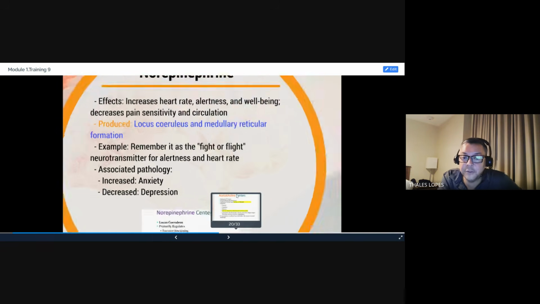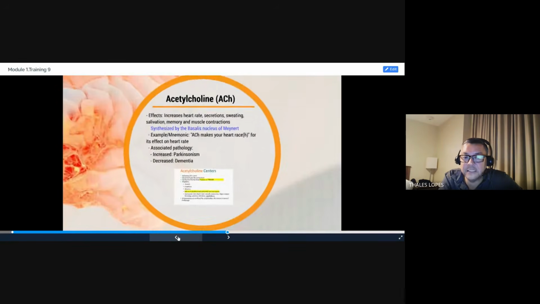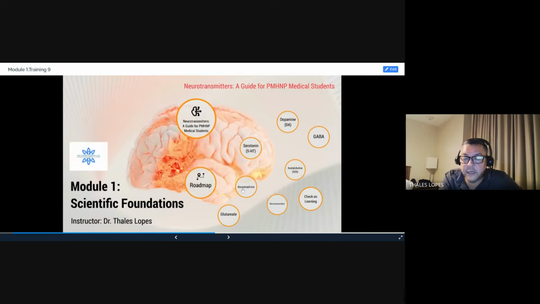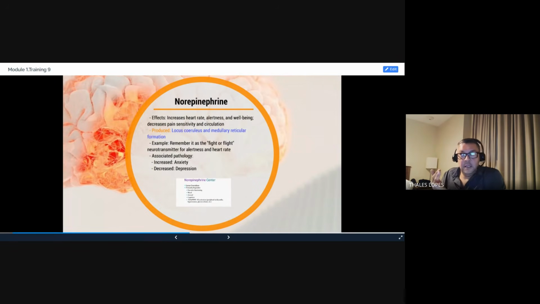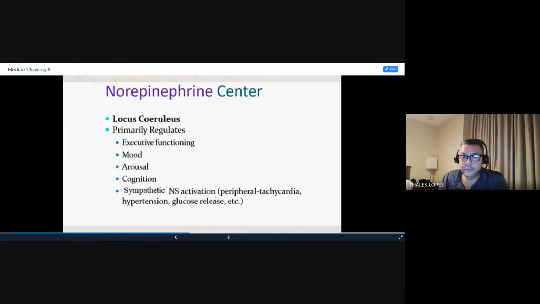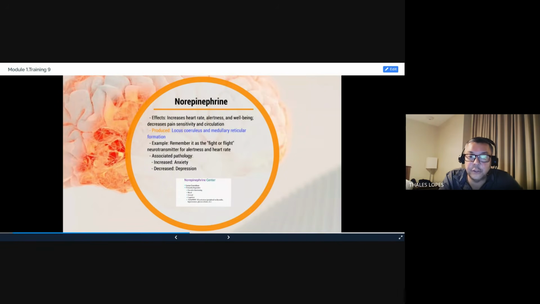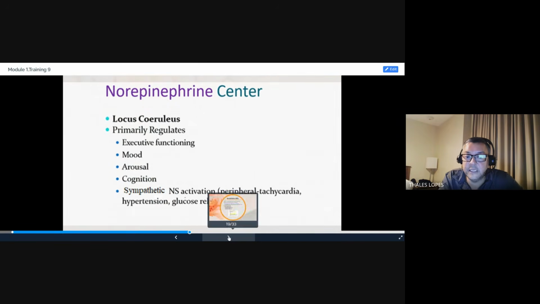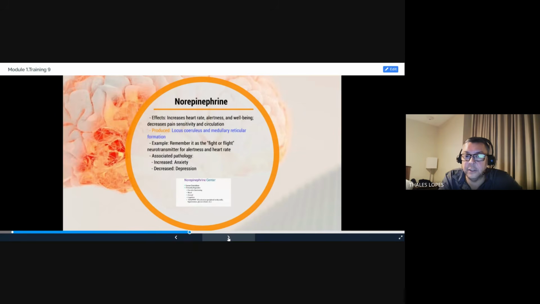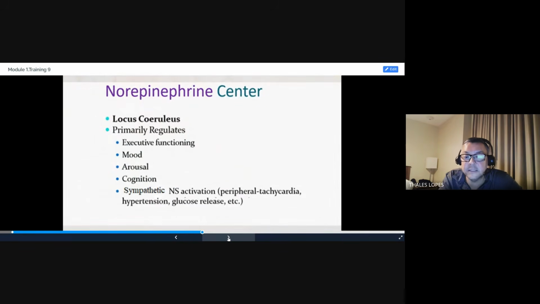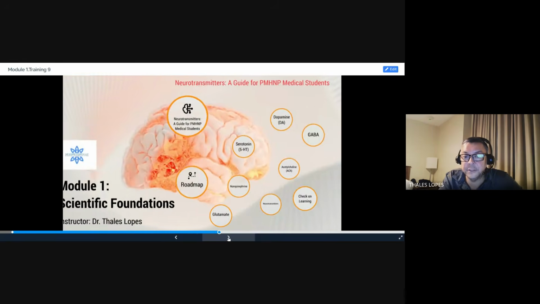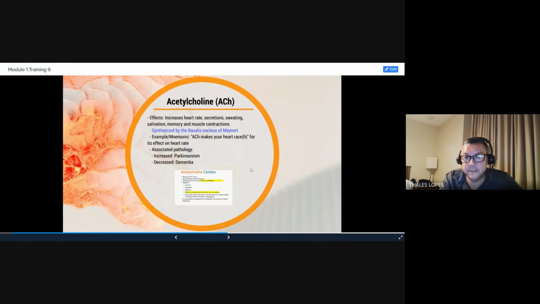So when you talk about depression, it is not only serotonin, right? It's a lot of things. It's dopamine, it is serotonin, it is norepinephrine. Remember, locus coeruleus and the medullary reticular formation is also norepinephrine. So that is something that you need to memorize early, because you don't want to be trying to memorize where they are made towards the end of the course, because you will get a question on this.